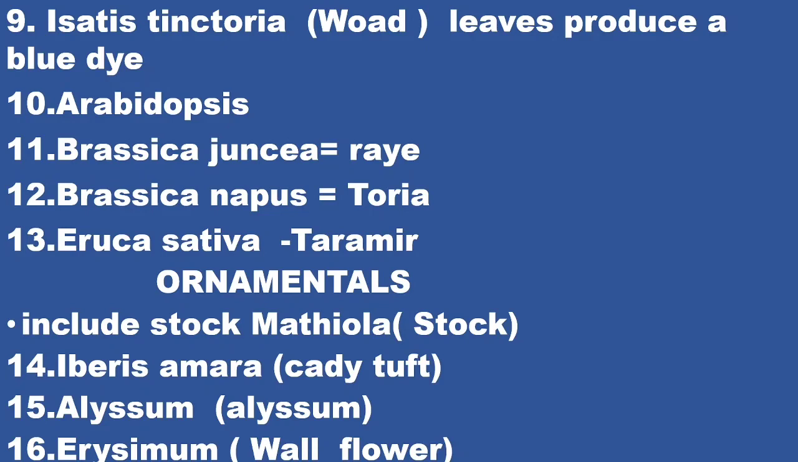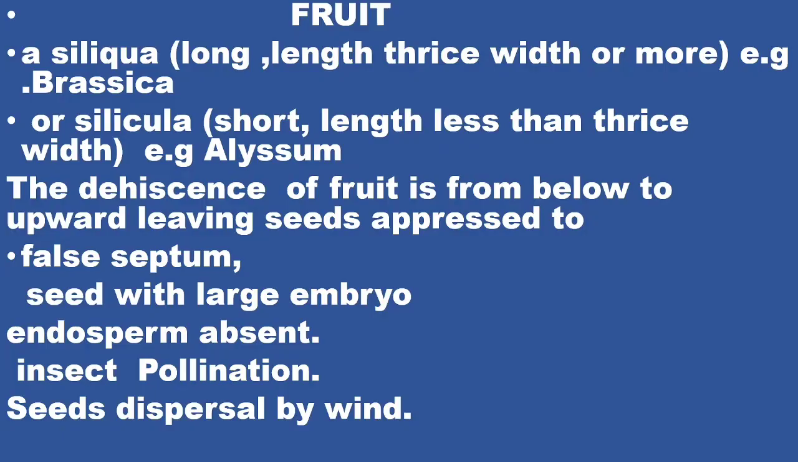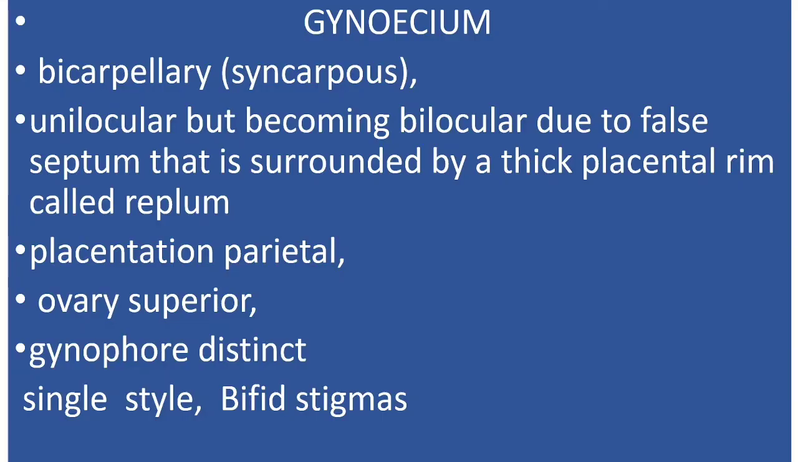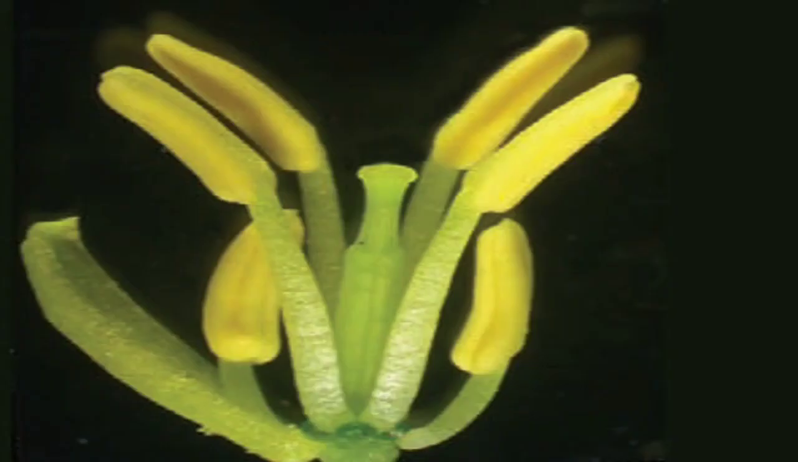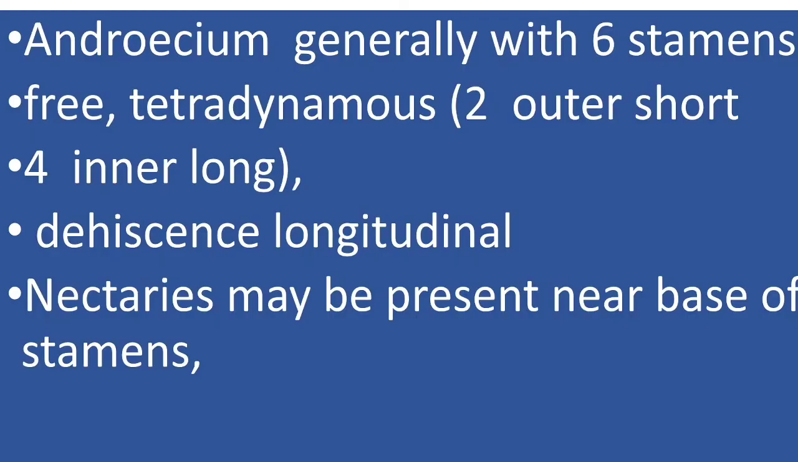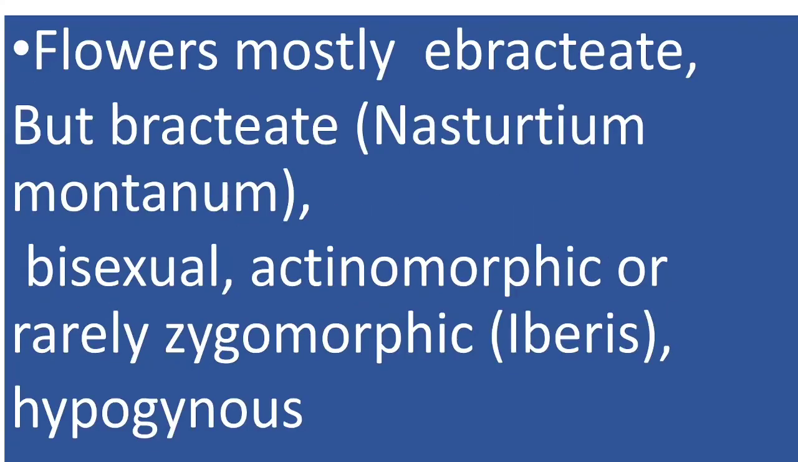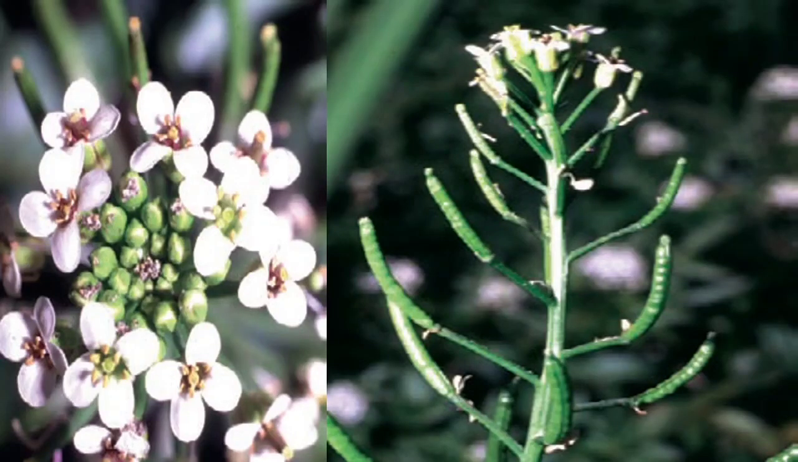So peculiar features of this family are tetradynamous stamens, presence of false septum, fruit siliqua or silicula, parietal placentation. This is the tetradynamous stamens and cruciform corolla. And racemose, typical racemose inflorescence, is the peculiar feature of this family.